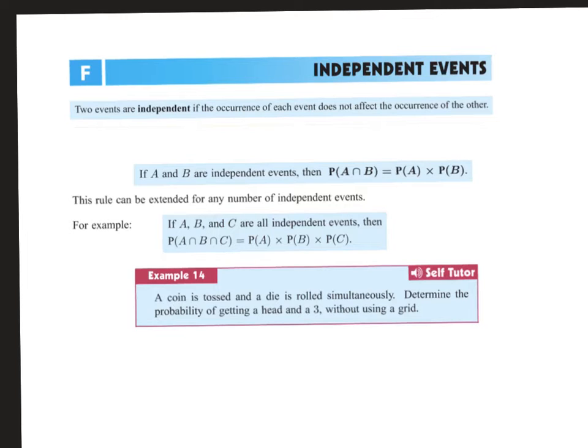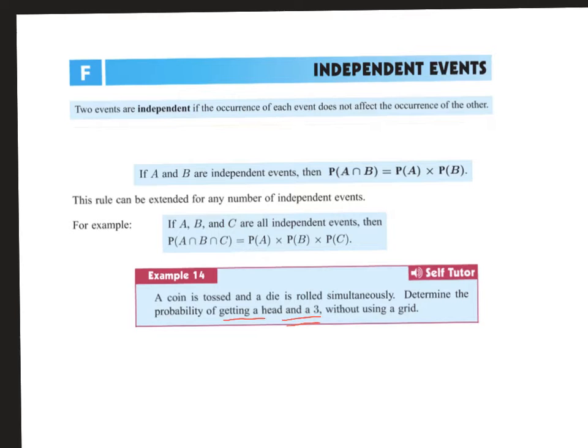Now, how do we translate this into a real life example? A coin is tossed and a die is rolled simultaneously. Determine the probability of getting a head and a 3 without using a grid. Really, it's important that we understand this as that multiplication rule for independent events. The multiplication rule says that when we have "and," we can know that we're going to be multiplying the two probabilities together. So in other words, I know that I'm finding the probability of getting a head and a 3. That tells me that I'm going to apply the multiplication rule.